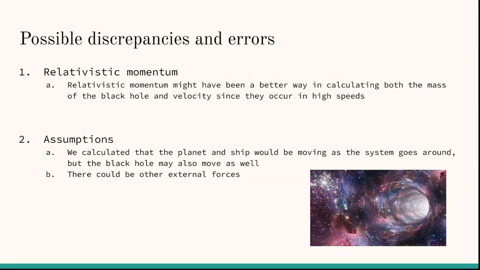Possible discrepancies and errors in the analysis of both of these labs are that we did not use relativistic momentum, which is probably a better way of calculating both the mass of the black hole and the velocity of the spaceship, since all of this is occurring at very high speeds. We also assumed that the ship and the planet were moving around, but the black hole could also be moving around, so we would have to calculate that as well, and there could be other external forces.